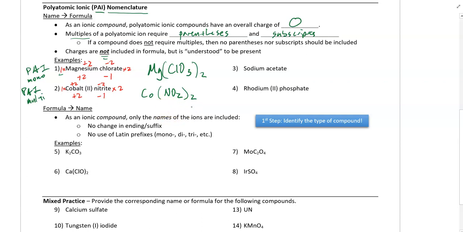Let's do the next one, sodium acetate. Sodium acetate, let's try to break this one down once more. This is going to be a metal. Acetate is one of those polyatomic ions. So I know it's going to be PAI. Sodium I know is a monovalent metal, because it's always going to be +1. So again, going through the process, this is going to be a +1 ion.